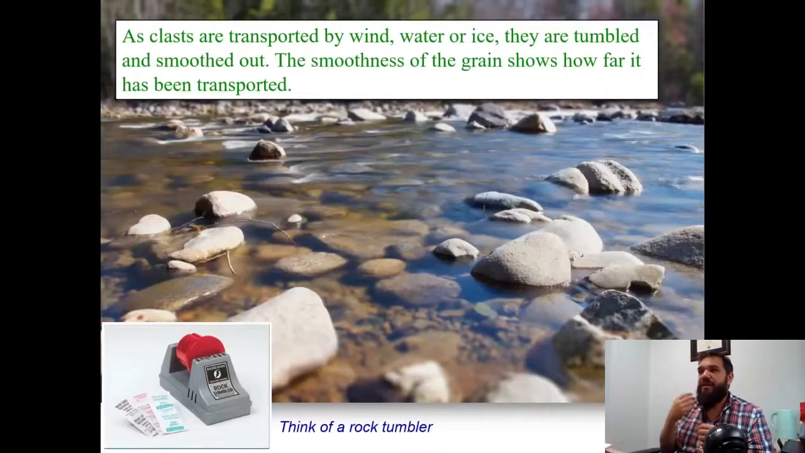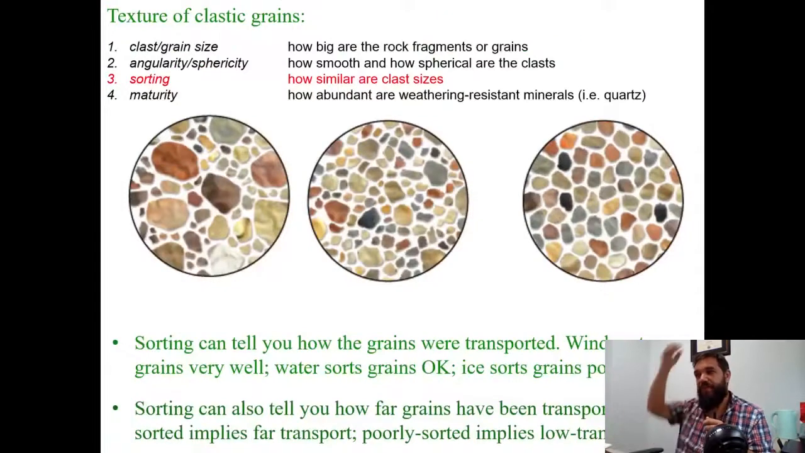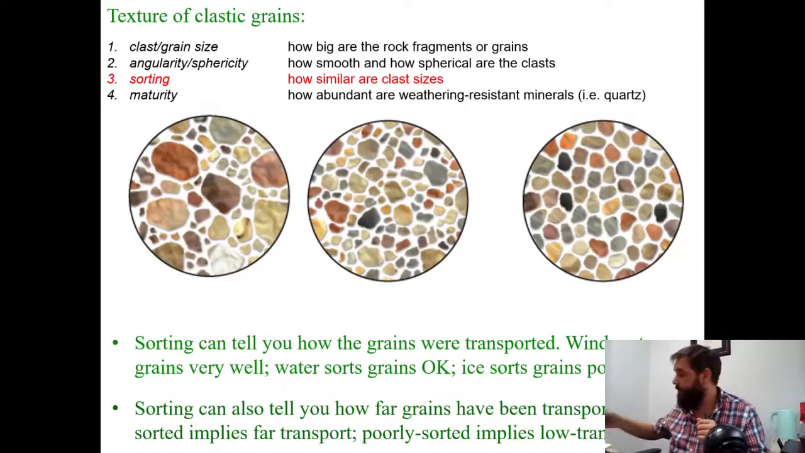So, as clasts are transported by wind and water and ice, they're tumbled and smoothed out, right? So like I said, think of a rock tumbler. As it moves and turns the rocks over in the river, it smooths them all out. So if you go to a river and a lot of those rocks are real nice, they've been naturally tumbled out. So that's what sphericity and angularity tells you. It tells you how far that material has been transported. Okay.